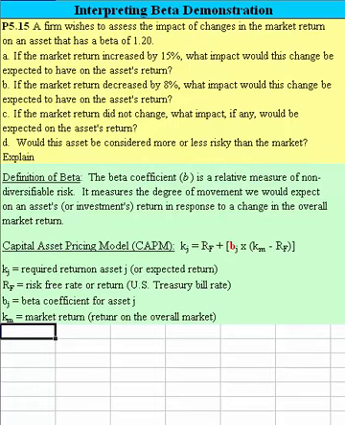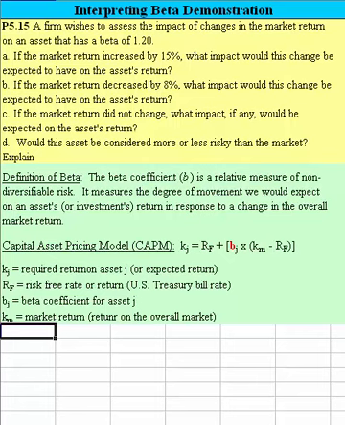On item A, we're asked if the market return increased by 15%, what impact would this change be expected to have on the asset's return? On B, we're asked what happens if it decreases by 8%. C says what happens if it remains unchanged. And D says, would this asset be considered more or less risky than the market?